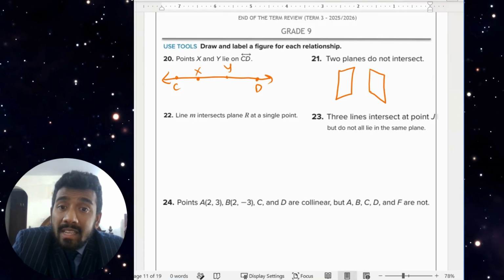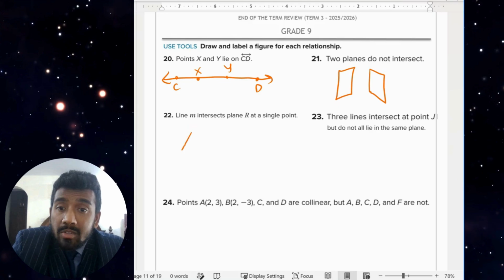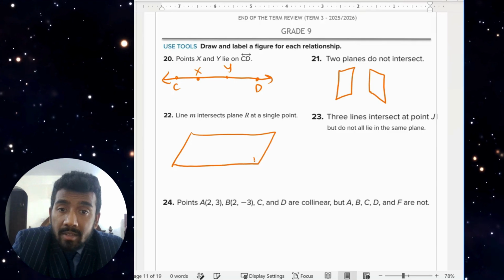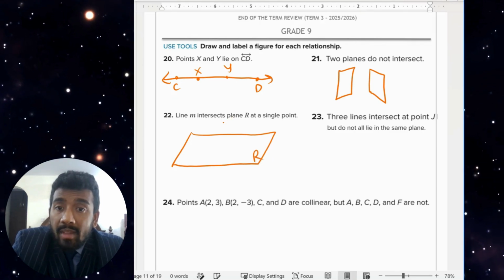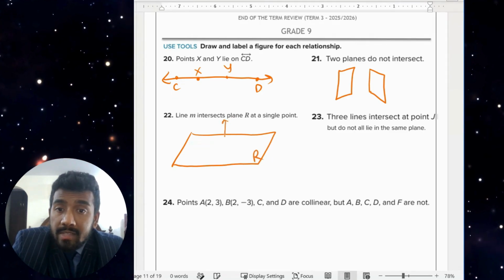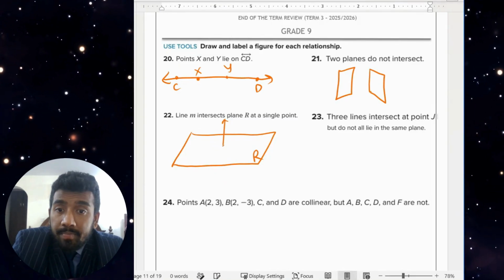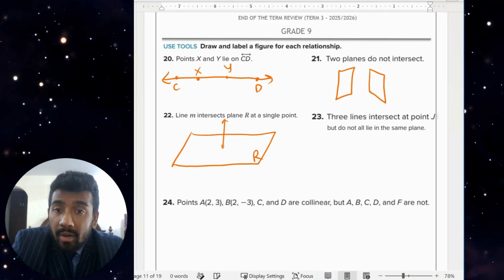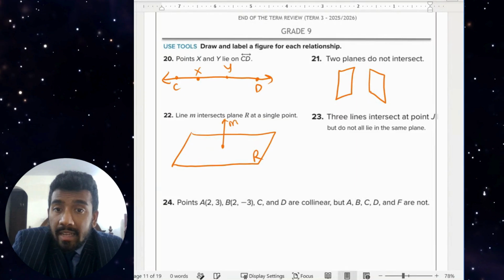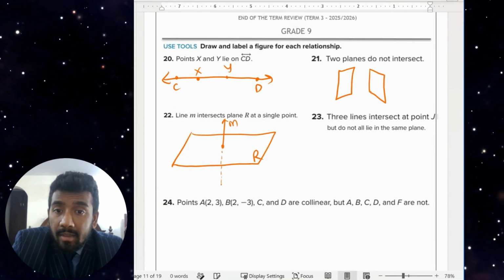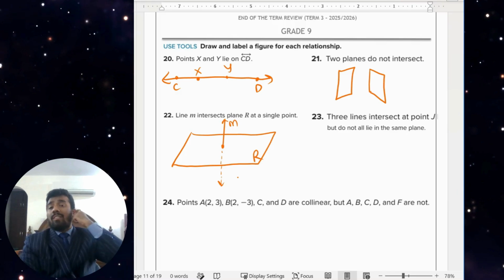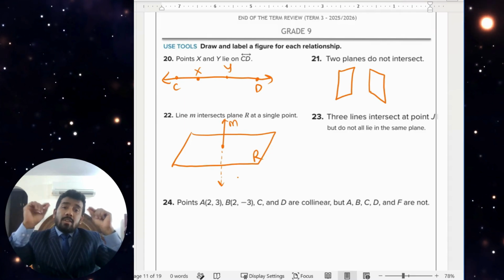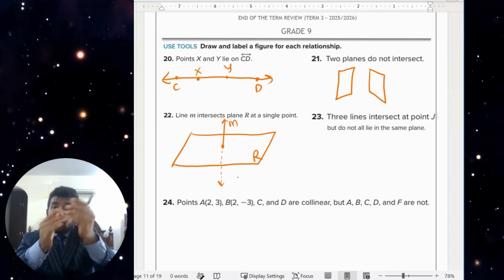Line M intersects plane R at a single point. So there is plane R over here. Okay, so that's plane R. How do you write it with a capital R? And there is a line which intersects this plane at a single point. So this is the point where they touch each other. And what is this line? Line M. Don't worry, you don't have to draw it. It will be there in the options. There will be four figures and you need to select which figure corresponds to this question.